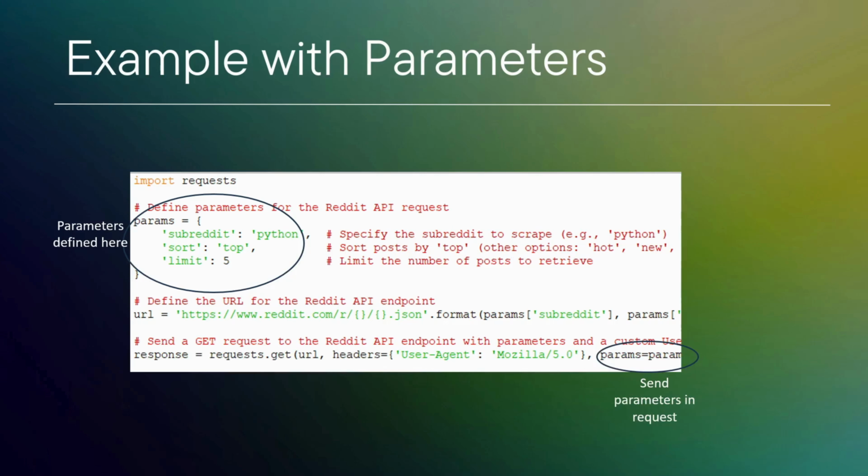The API endpoint does it for me, and we can know these parameters from the API documentation of the web service or the website that we're using. Once we have the parameters, we can put them in the send request, and the API request will be sent according to the parameters.